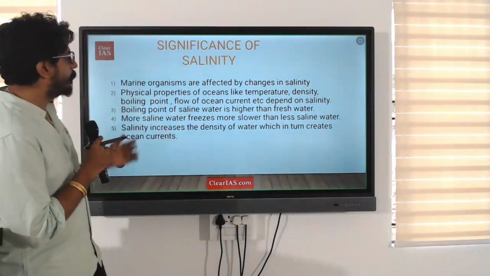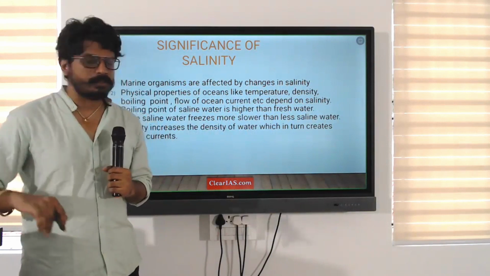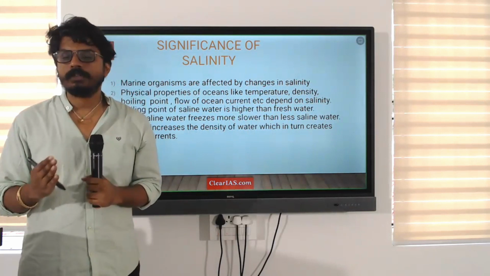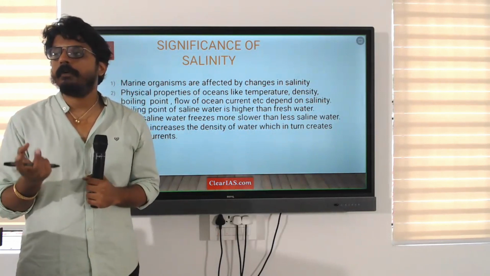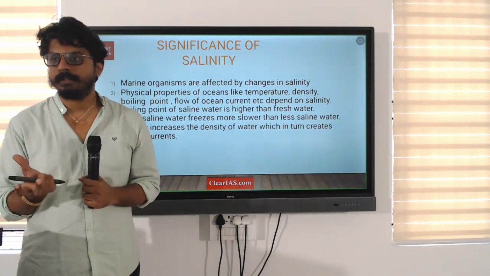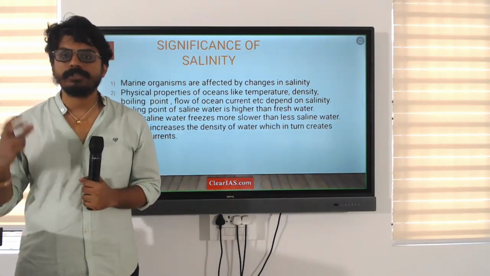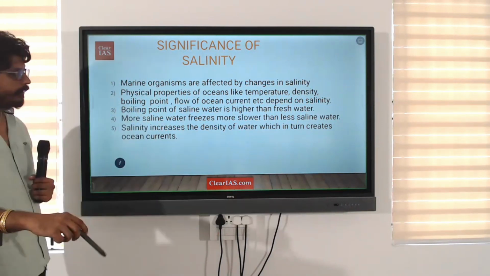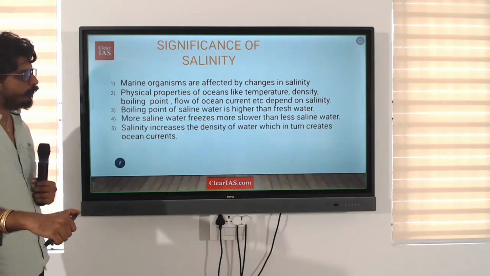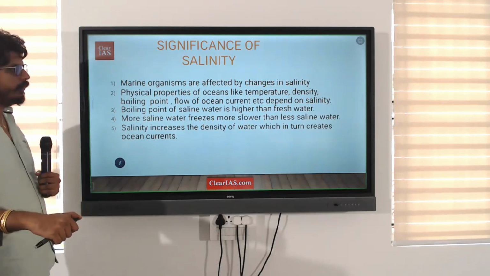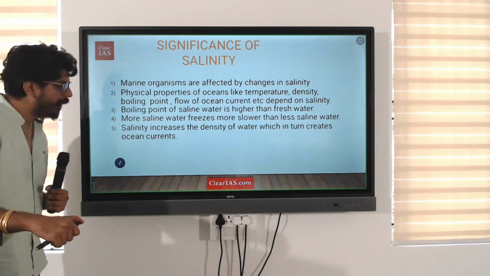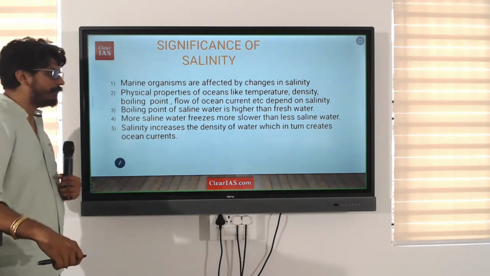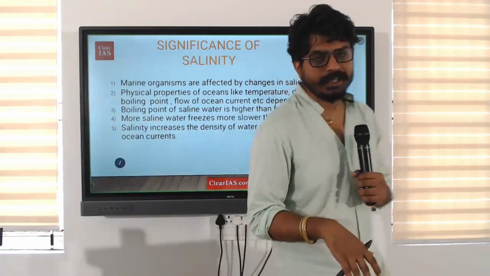So write down first, the marine organisms are affected due to the change in salinity. Sometimes if there is not enough salinity, the shell formation of organisms gets hindered. So they affect coral reefs and all shell forming organisms. And if it is very high, it affects them too. Next, physical properties of ocean like temperature, density, boiling point, flow of current, etc. depend on salinity. So all these will get changed if there is a change in salinity.